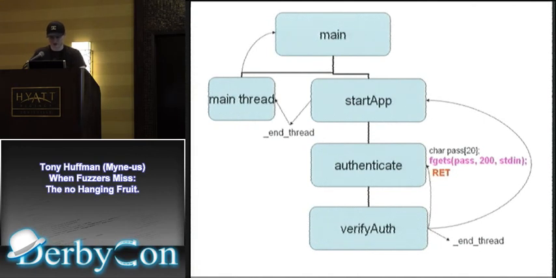If you're running through this process, you can see where you start and authenticate and verify auth. As long as you get down to the authenticate, which is where the start app is going to push you into, it's going to ask for the buffer. A developer mistyped a buffer size, putting a 200 byte buffer into a 20 size buffer, and the red ret is where the actual exploit exists.